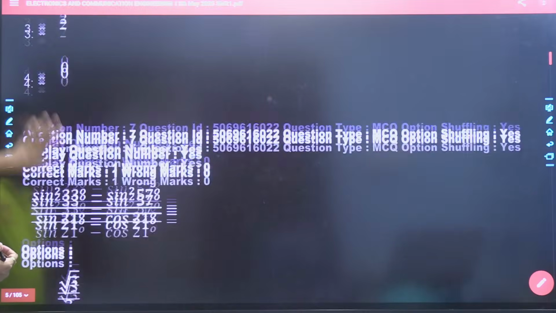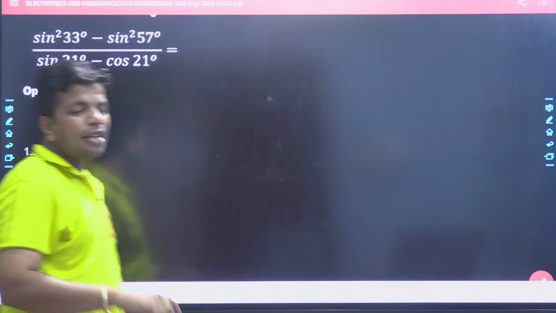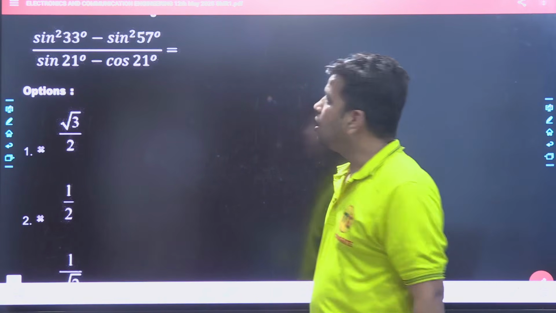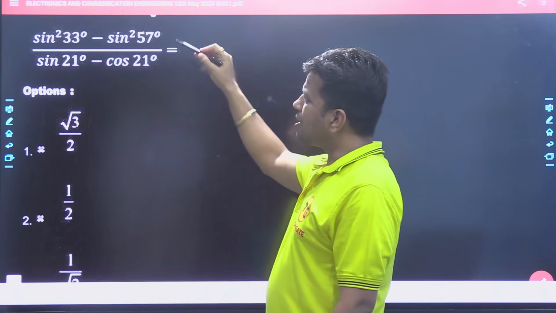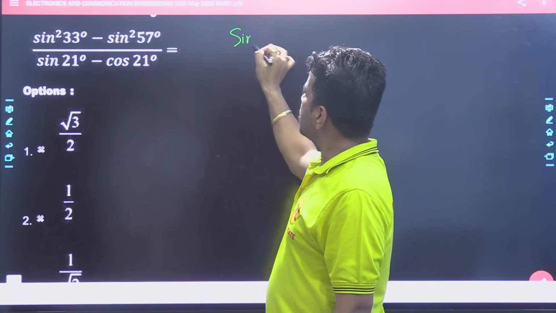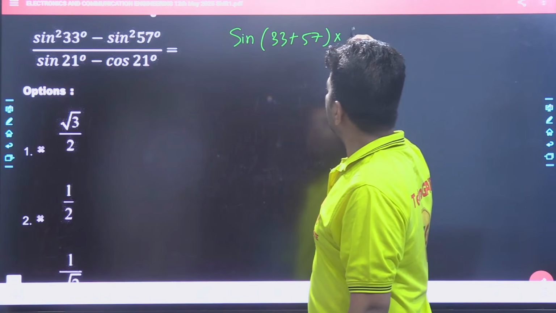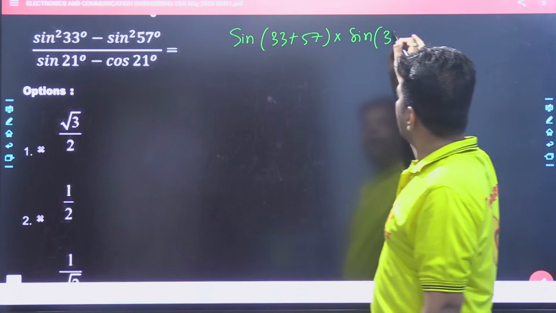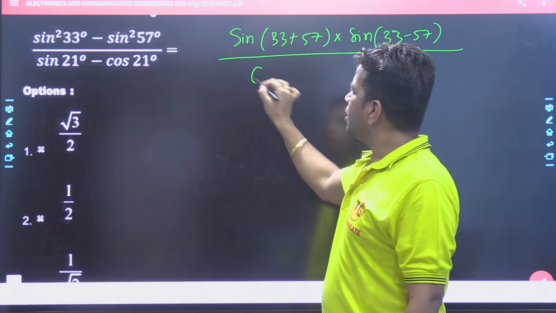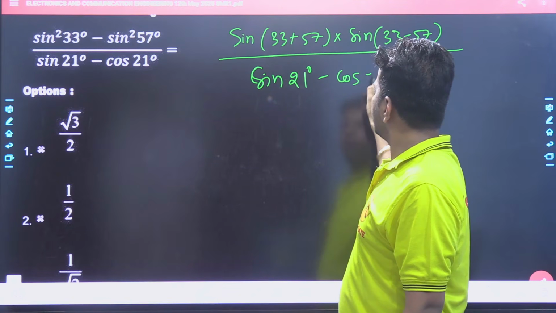Let's move to the next question. sin²33 minus sin²57 divided by sin 21 minus cos 21. We can apply the formula for sin²a minus sin²b. What is the formula? It is sin(a plus b) into sin(a minus b), divided by sin 21 minus cos 21.